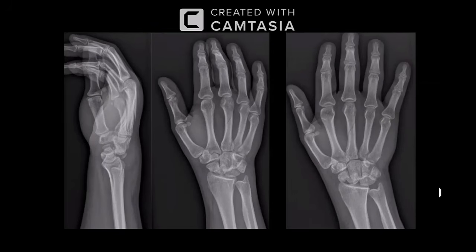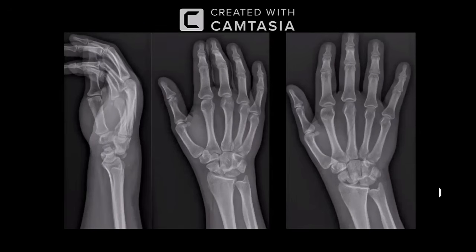Besides this, I'm looking at the rest of the bones. The rest of the metacarpals appear normal. The phalangeal joints and phalanges appear unremarkable. No intercarpal joint dislocation. Coming to the radius and ulna, I cannot appreciate any fracture. The ulnar styloid is intact.